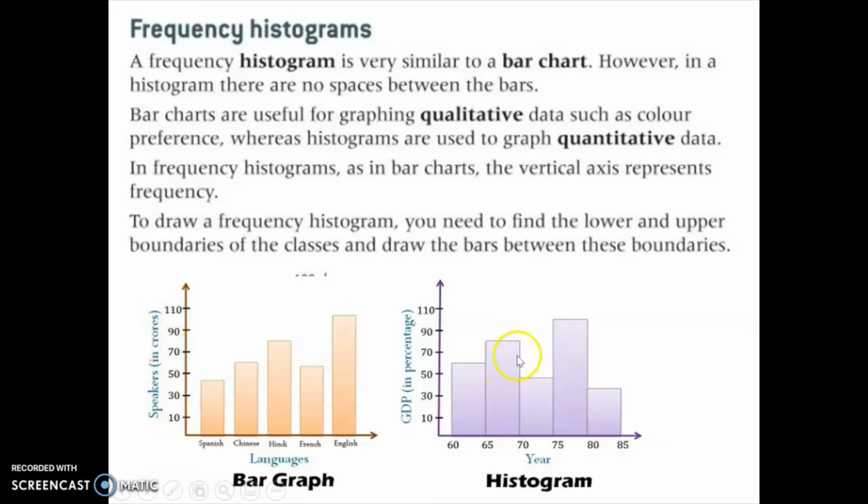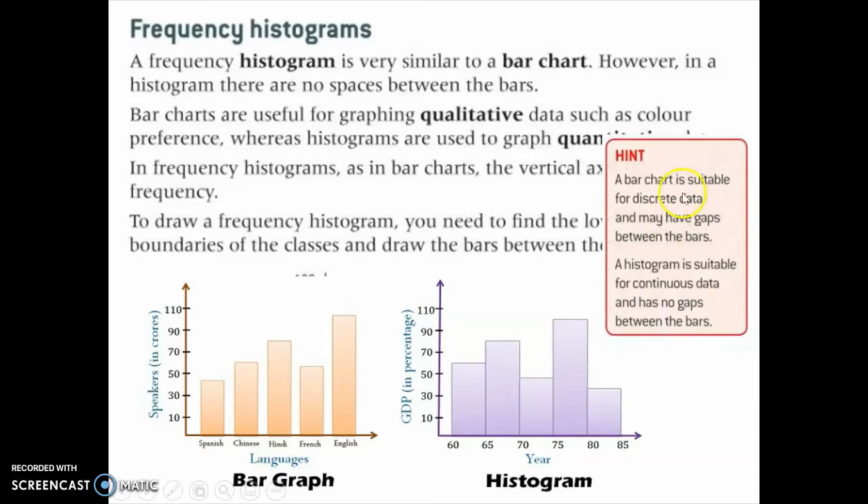And here's a histogram, and this is GDP, and it says GDP in percentage by year here. So GDP amounts between the years here that have gone by. All right, so we can see this is now a histogram. The bars are connected. It is continuous data, but it's still showing frequency here. All right. Let's go on from there. Just a hint, a bar chart is suitable for discrete data, and there will be gaps, and a histogram is suitable for continuous data with no gaps.